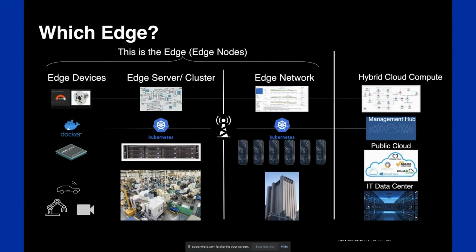An edge server or an edge cluster is a server that is installed outside of the traditional data center or public cloud, often at a business's remote office or a branch office, or it could be a distribution center or a warehouse. And this server is typically owned by the business.